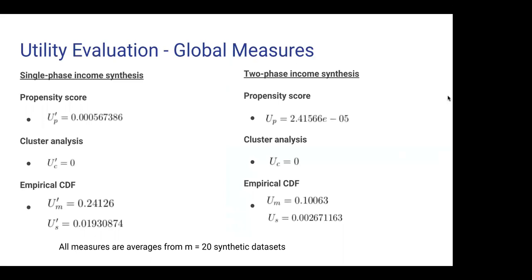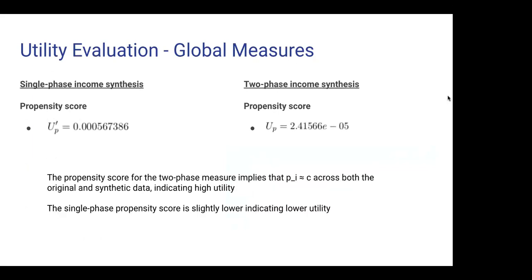First, starting with our global measures, the single phase is on the left and the two phases on the right. So the propensity scores were, can you go back to the other? Yeah.